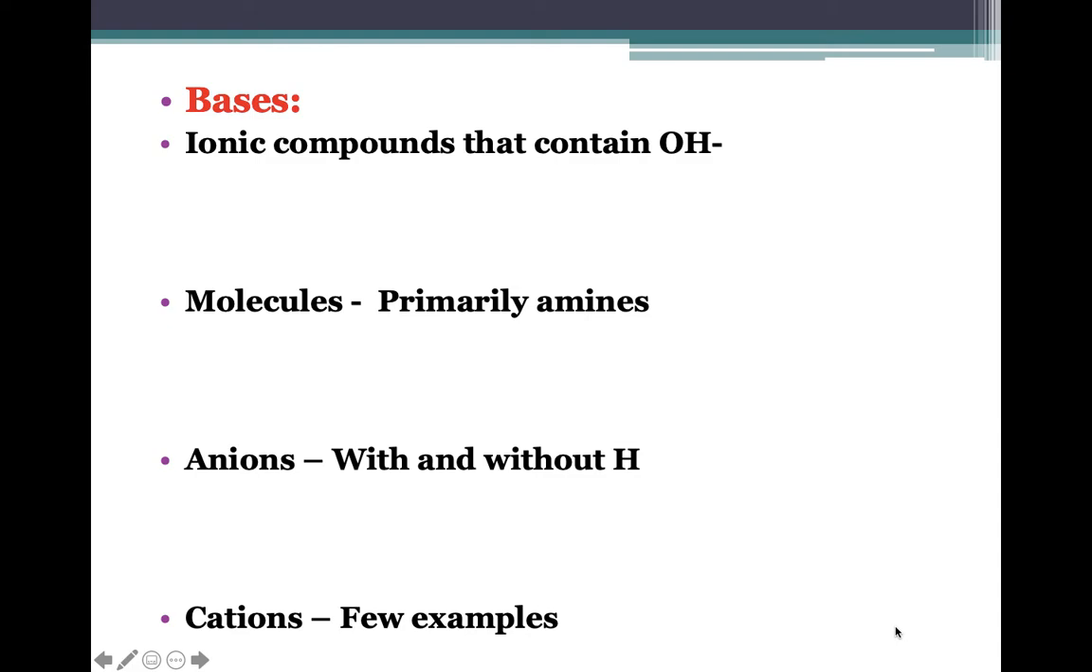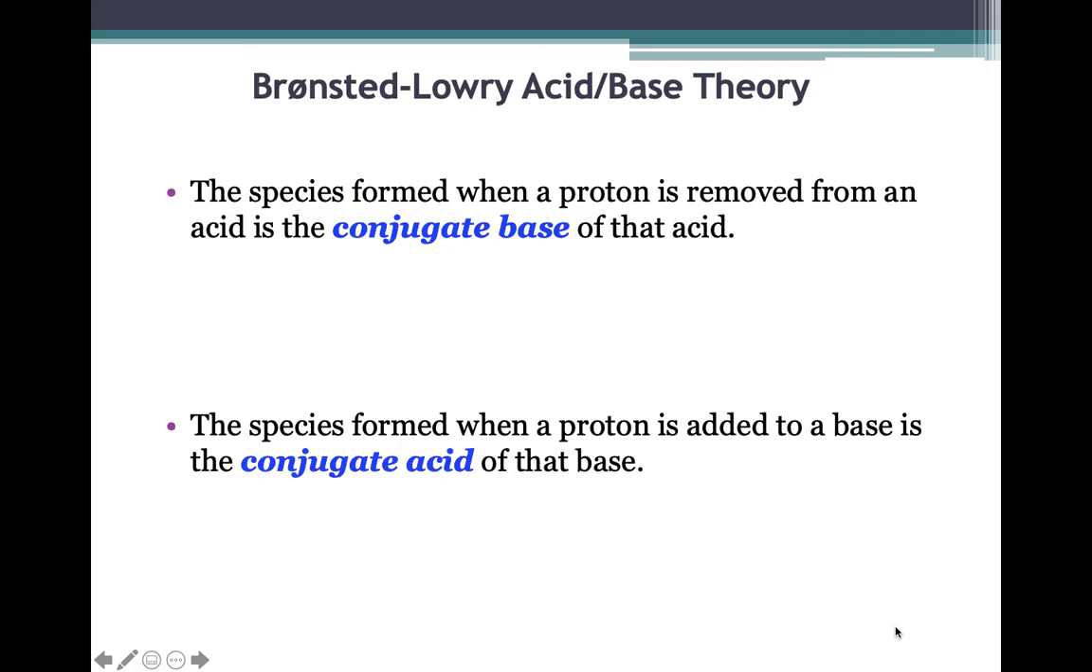Anions with or without a hydrogen are bases because they can accept a hydrogen ion. That would be something like sulfate, phosphate, hydrogen phosphate. That gives you examples both with and without hydrogen ions. Please make sure you write those down. Cations we're not going to worry about because there's so few examples and they're kind of beyond the scope of this class.